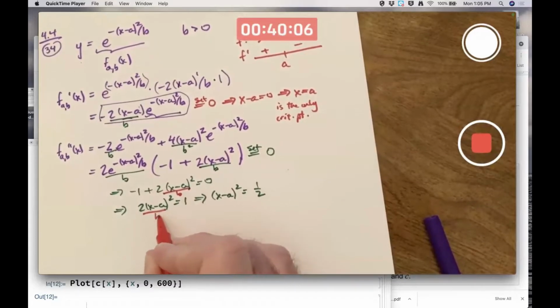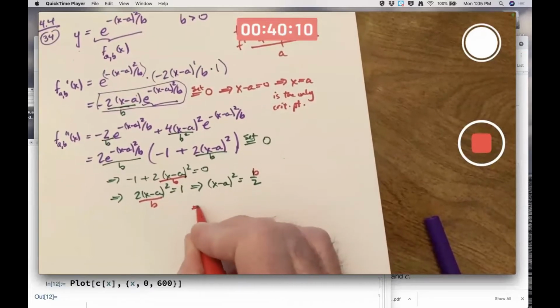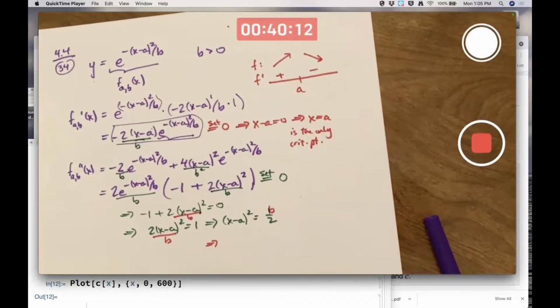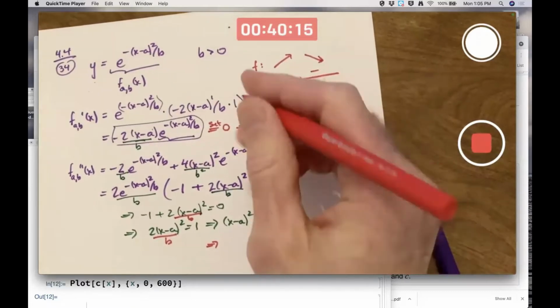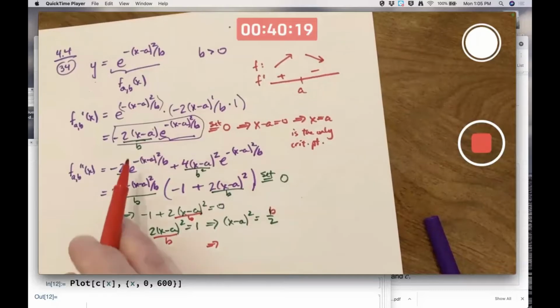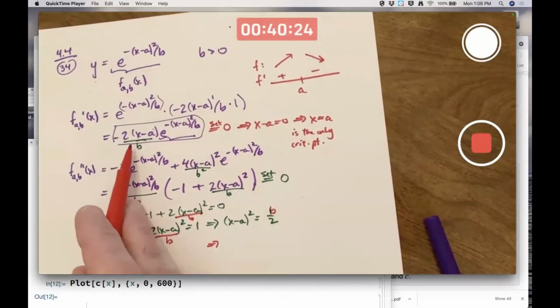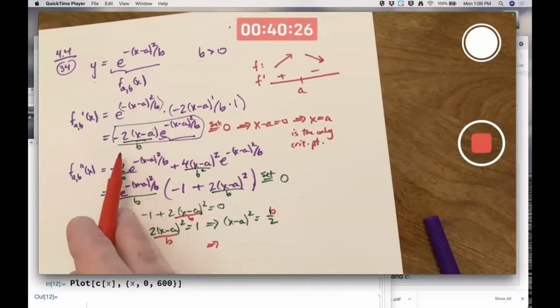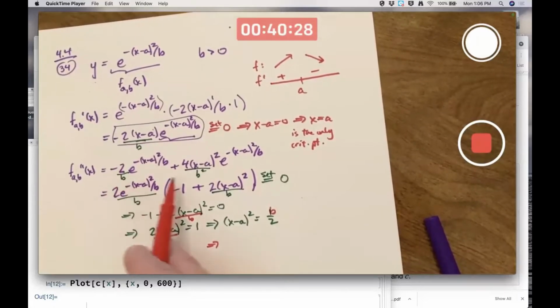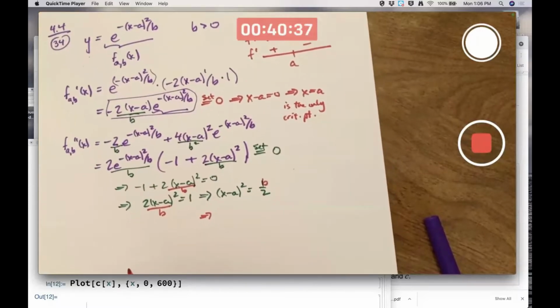Hopefully I'm not making a mistake. Looks like I get a b over 2 there. Let me double check it. So I had the b there, it needed to be there, yep. Okay. Which means when I differentiate the first function here, the coefficient of x will be negative 2x over b, or 2 over b, so it's got to be there as well. I got a squared here. Factor out one factor. Yeah, I think that's right.